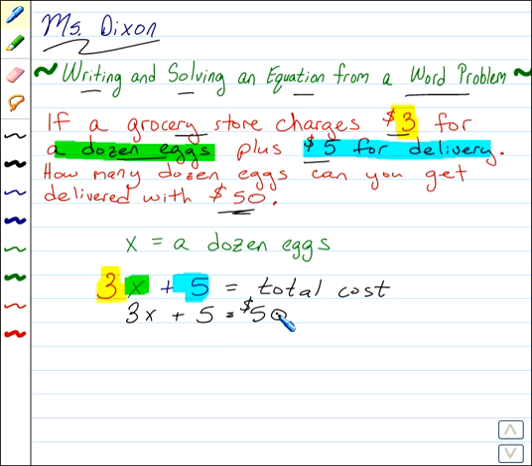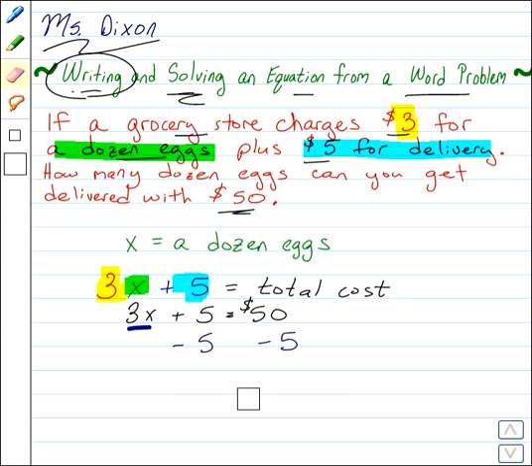So now we've written the equation, we've done this part. Now we need to solve the equation. So we need to get the term with x by itself, which means we need to subtract 5 from both sides. Whatever you do on the left, you have to do on the right, which leaves you with 3x equal to $45. That's $3 also.